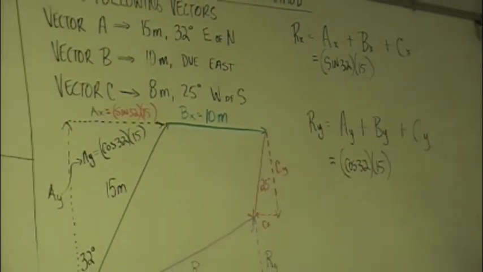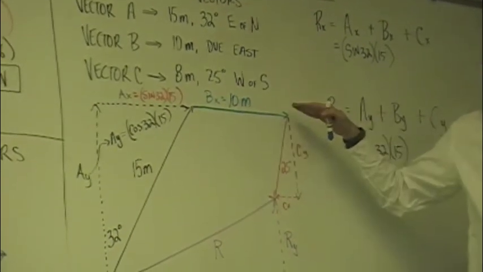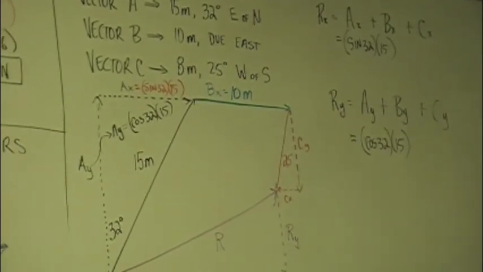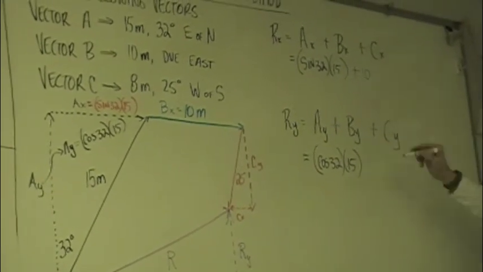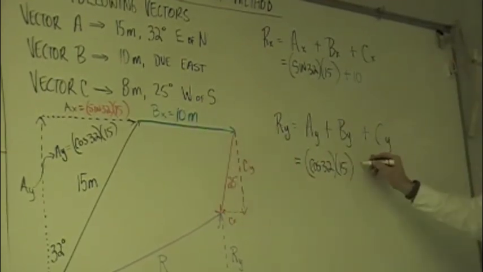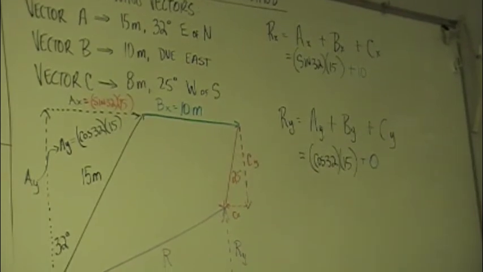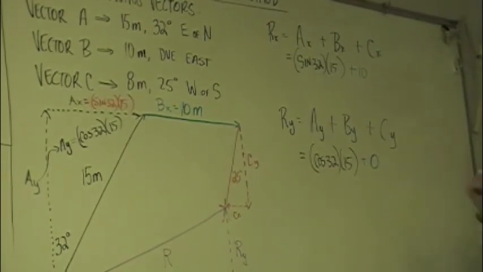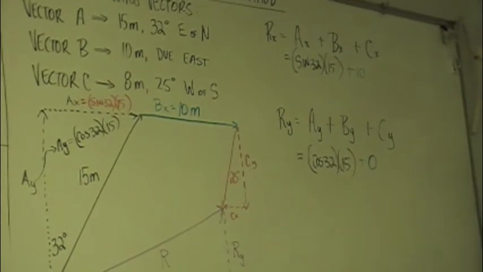BX, which I'll try to do in blue. Well, B only has an X component, right? And is it positive or negative? Positive. So we're going to put in here plus 10. And then here, because it doesn't have a Y component, just so you guys can see this in your notes, I'm going to put plus 0, because there is no Y component, because it's going due east, right? Then we'll switch over to the C.